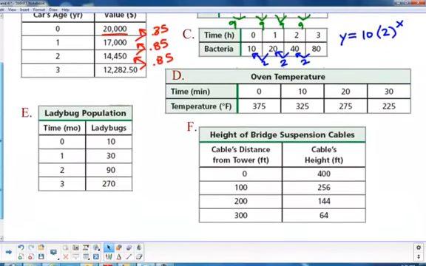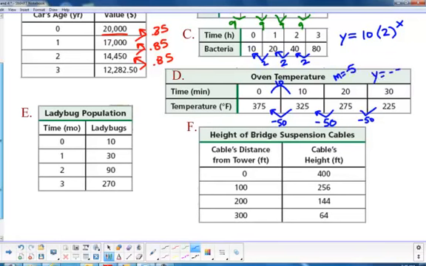Okay, letter D. This is looking possibly linear. So 275 minus 325 is a decrease of 50. 325 minus 375 is a decrease of 50. Now our slope is a decrease of 50 as x goes up by 10. So as x goes up by 1, it would be a decrease of 5. And that's just negative 50 divided by 10. So y would equal negative 5x plus 375.